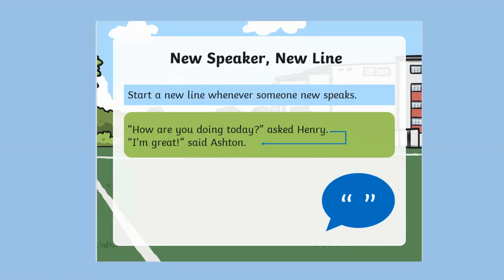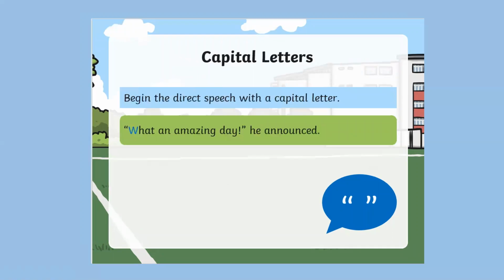One of the golden rules of using inverted commas is that we have a new speaker and a new line. So you have to start a new line whenever somebody new is speaking. So my example here, Henry is speaking to start with. He said, "How are you doing today?" asked Henry. Now because Ashton is now talking, we have to go to a new line, and Ashton says, "I'm great," said Ashton.